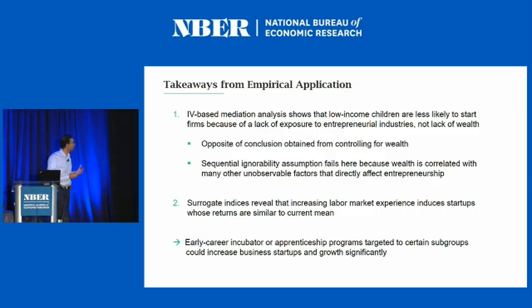What is going on? I think the sequential ignorability assumption or the conditional exogeneity assumption that you need for that approach to be valid, that the mediator is essentially orthogonal to later outcomes once you control for treatment, fails here because it's quite plausible that wealth is correlated with many other unobservable factors that directly affect entrepreneurship. So that's the sense in which it's a bad control. You're basically over-controlling when you do that regression.